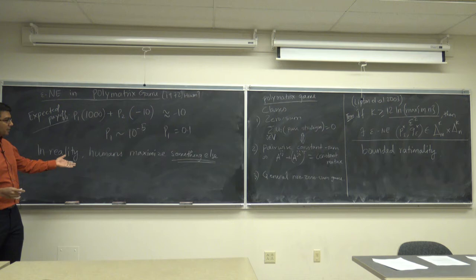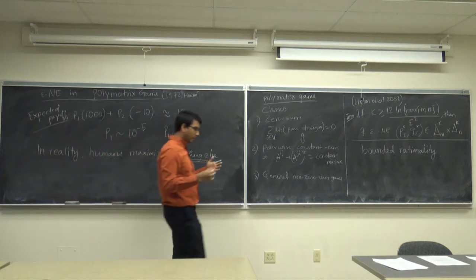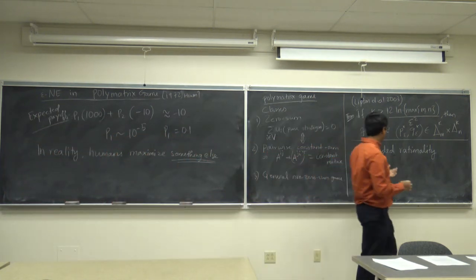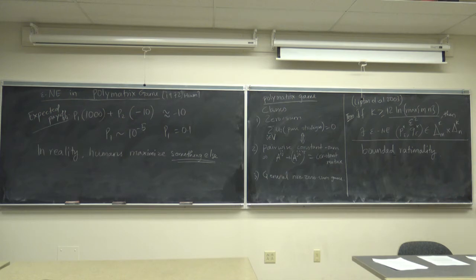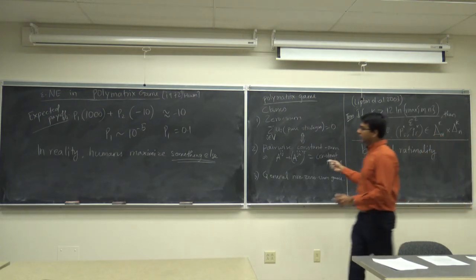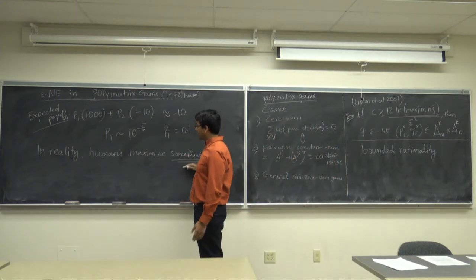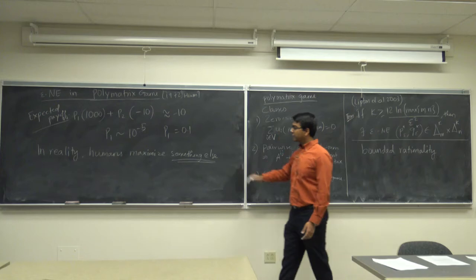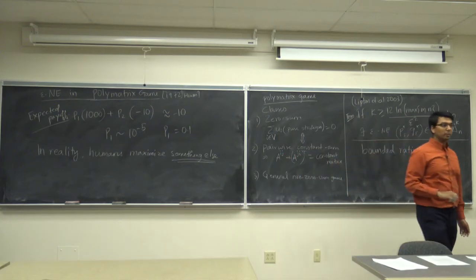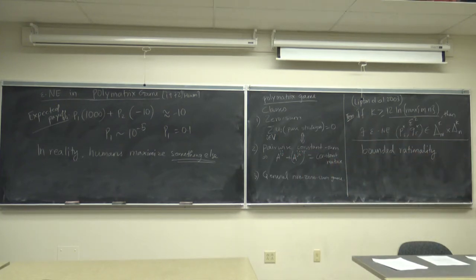So that's one way by which humans exhibit bounded rationality. Instead of maximizing the expected payoff or minimizing the expected cost, we compute what is known as prospects. And then we try to maximize prospect, okay? Based on our risk-seeking or risk-averse attitude.